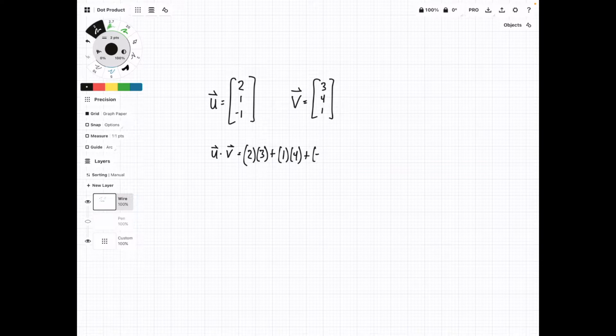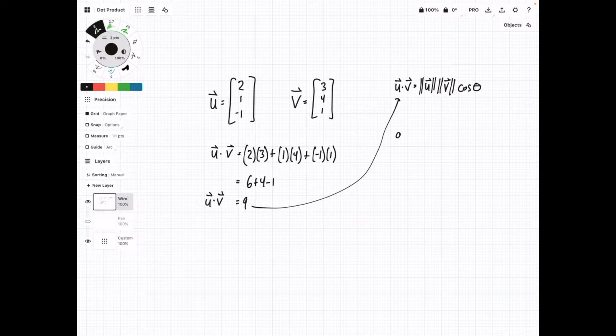So here, this is going to be negative 1 times 1. This all comes out to be 6 plus 4 minus 1 equals 9. So that we know that the dot product of u and v is 9. Now we can write out the new formula that we just introduced, which is u dot v equals the magnitude of u times the magnitude of v times the cosine of theta. So we can imagine now that we can figure out what theta is by going through a few steps. We know that this u dot v is 9, so we'll just write that out.